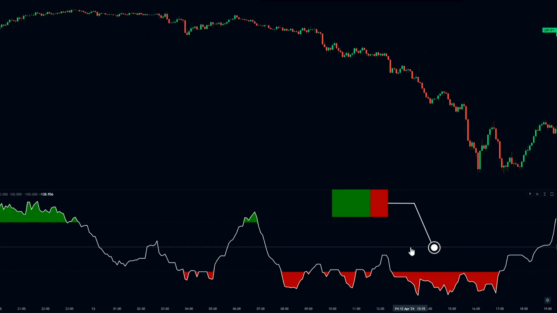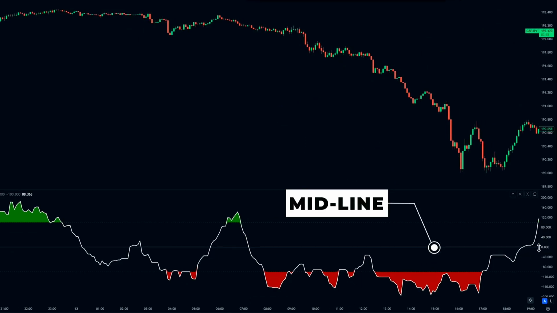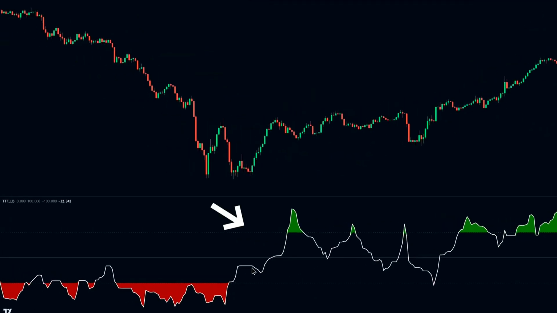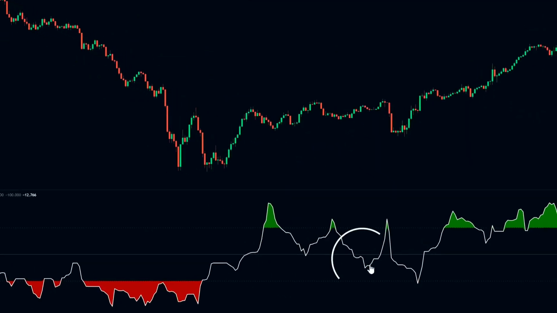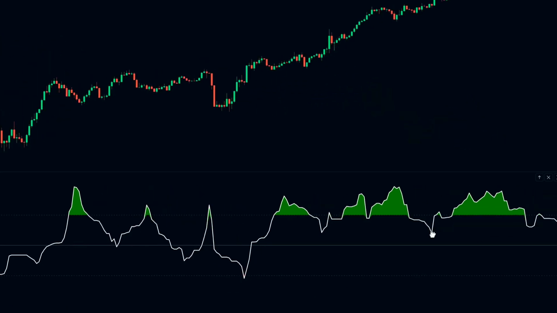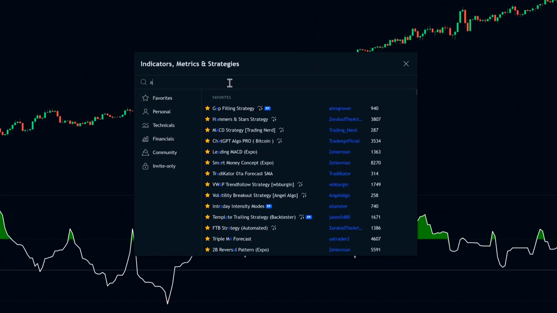The central line or midline is at 0 and serves as the axis for the indicator. When the TTF line is above this line, it suggests the start of a bullish trend. If it's below, it points to the beginning of a bearish trend. To use this indicator effectively, we need to add one more tool to our chart.